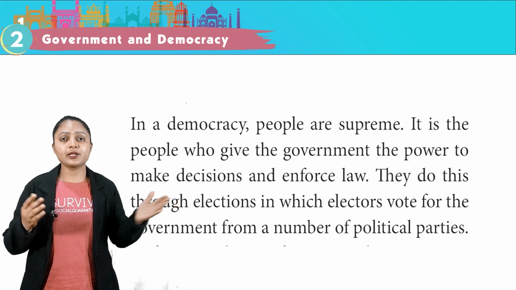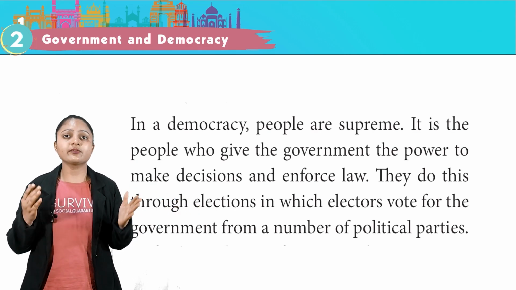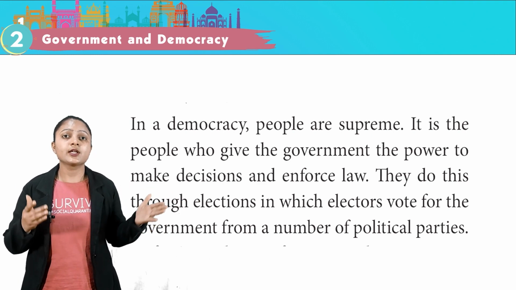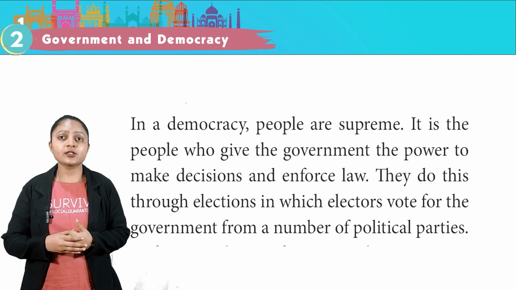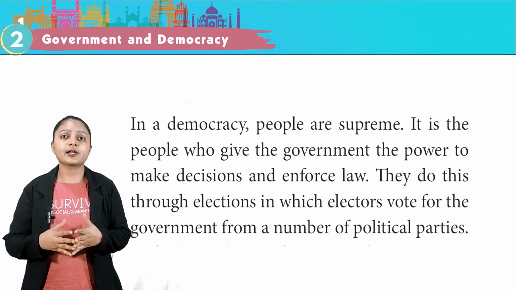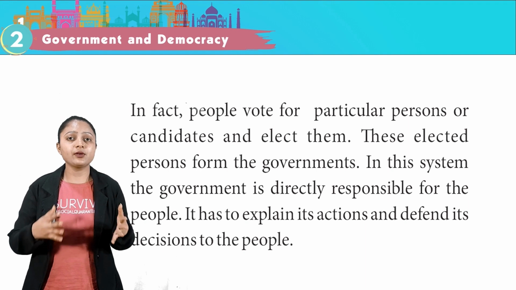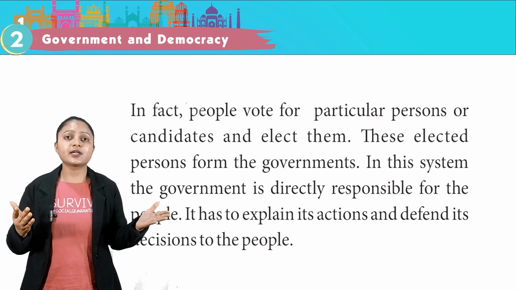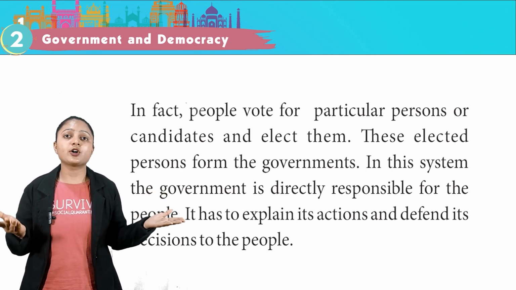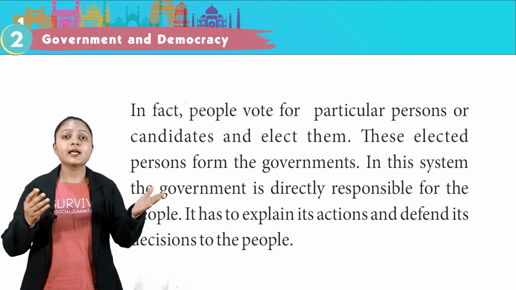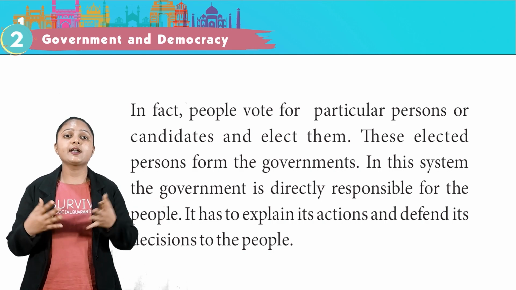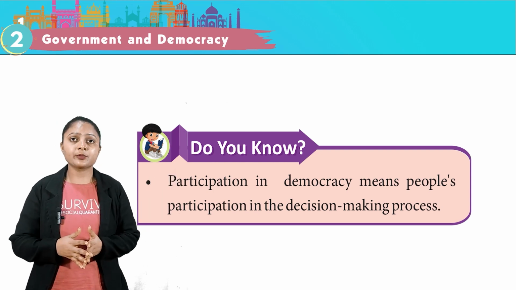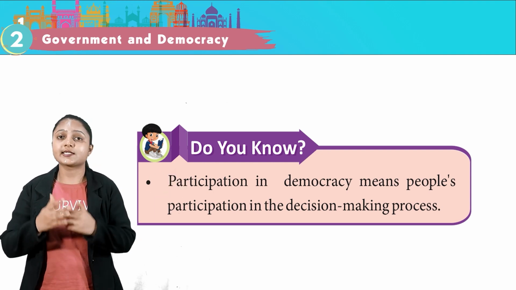In a democracy, people are supreme. It is the people who give the government the power to make decisions and enforce law. They do this through elections in which electors vote for the government from a number of political parties. In fact, people vote for particular persons or candidates and elect them. These elected persons form the government. In this system, the government is directly responsible to the people. It has to explain its actions and defend its decisions to the people. Do you know? Participation in democracy means people's participation in the decision-making process.